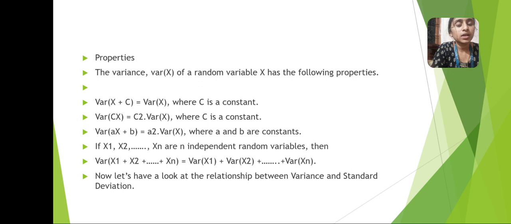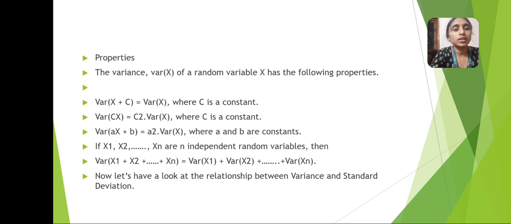If X1 and X2 up to Xn are n independent random variables, then variance of X1 plus X2 and so on up to Xn is denoted as variance of X1 plus variance of X2, and so on up to variance of Xn. Here the variance of the whole summation is equal to the sum of the variance of each term.